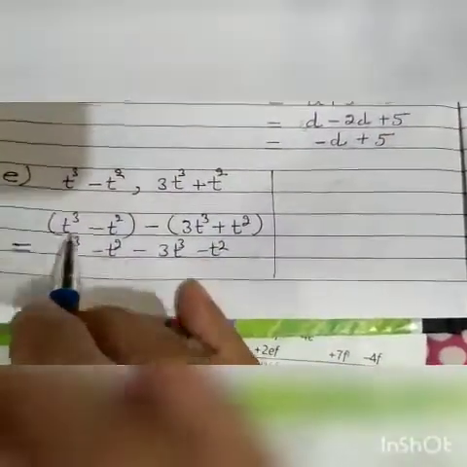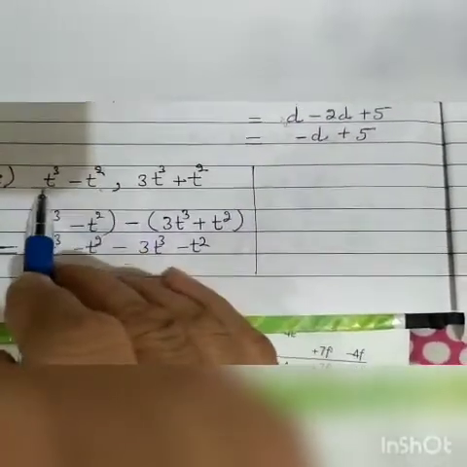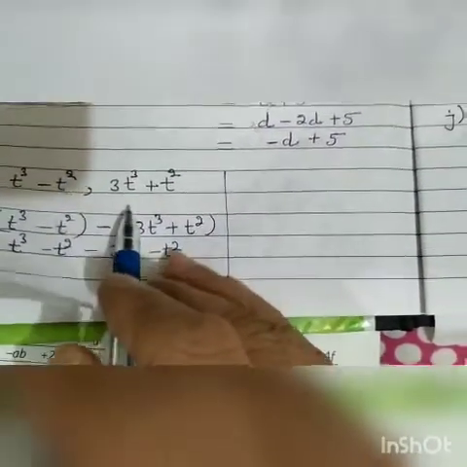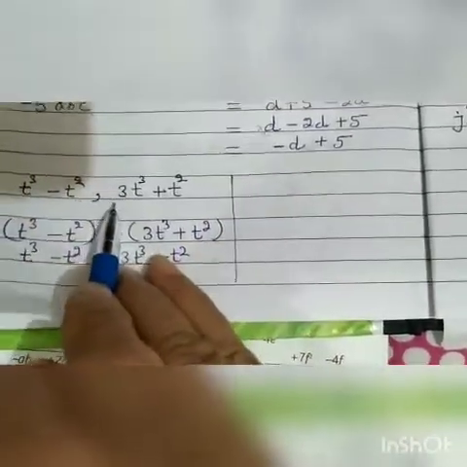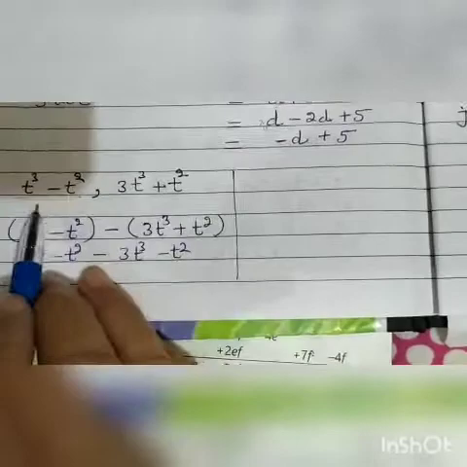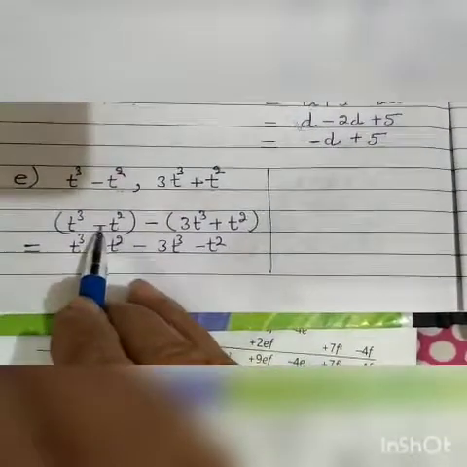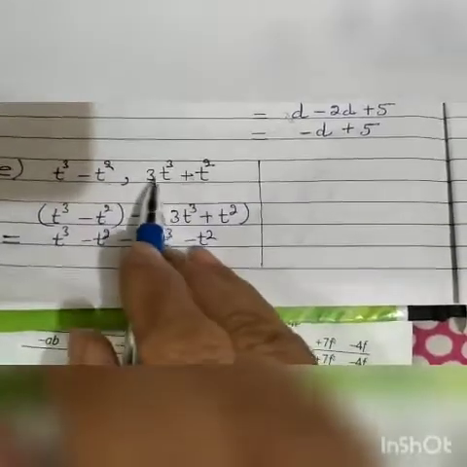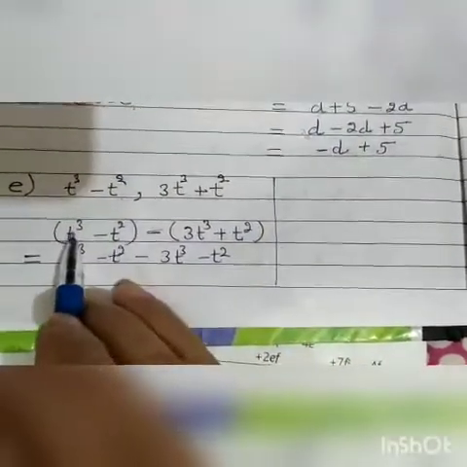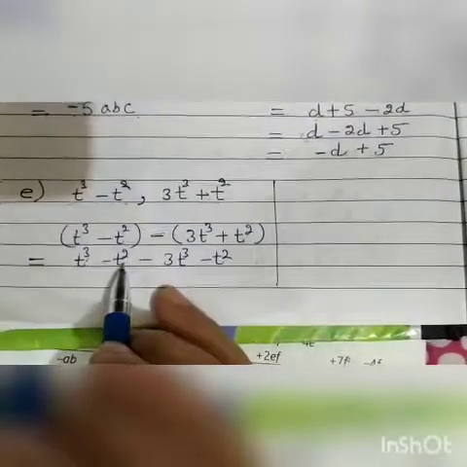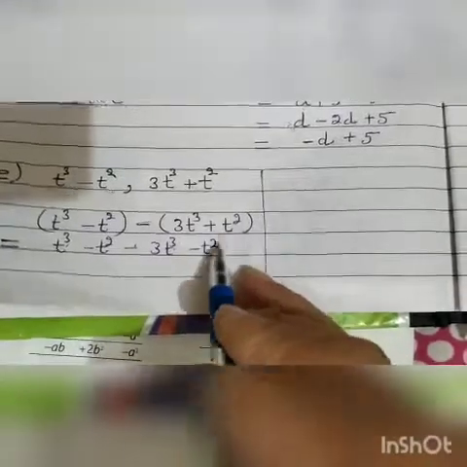Next, E part. In this E part, this is first term t cube minus t square. This is the first expression. And second expression is 3t cube plus t square. We have to subtract this second expression from this first one. So we will write it in this form: t cube minus t square minus 3t cube plus t square. Now remove the bracket. T cube minus t square minus 3t cube minus t square.